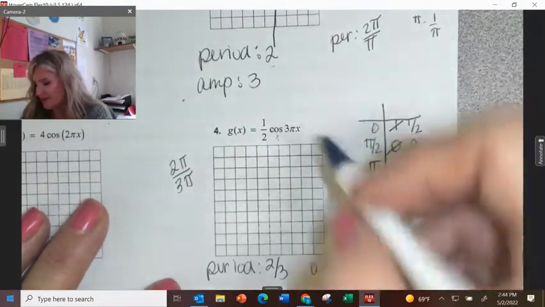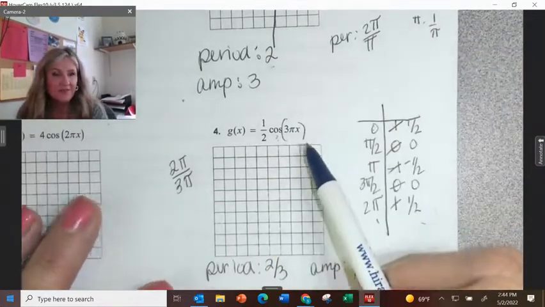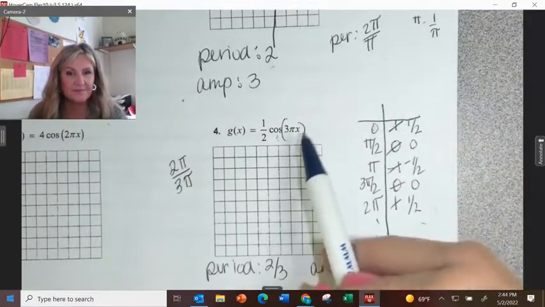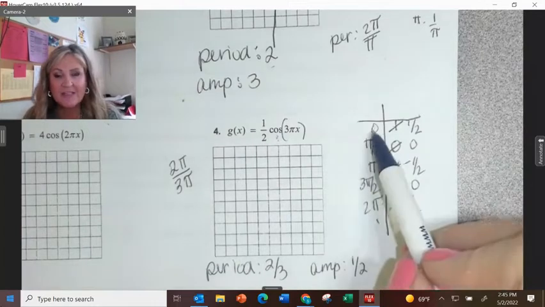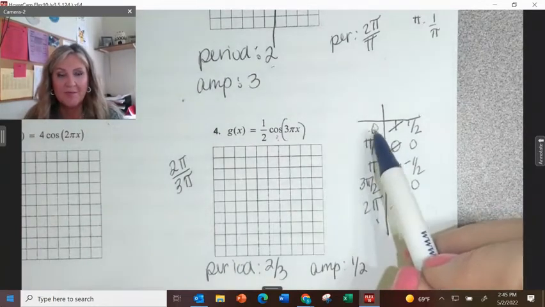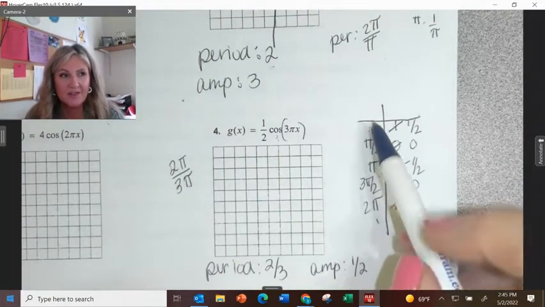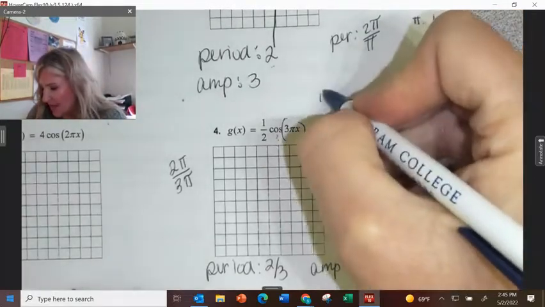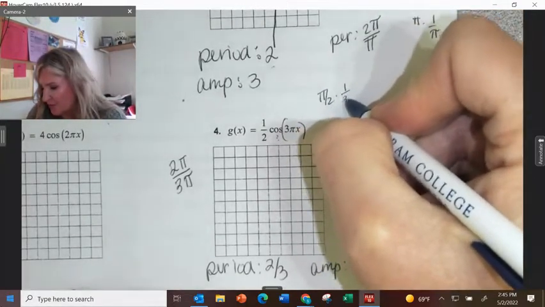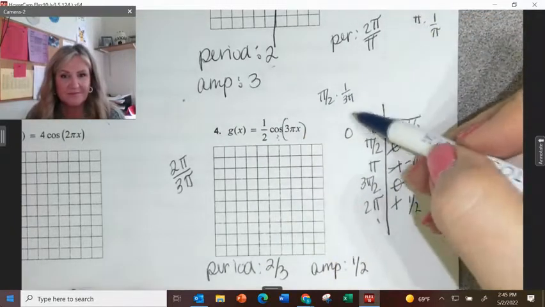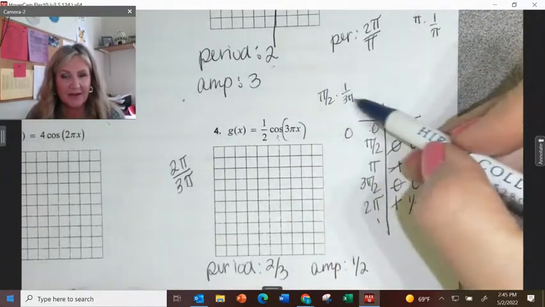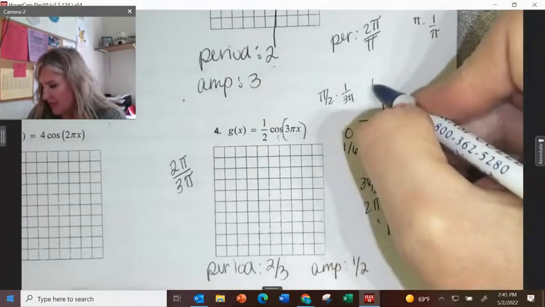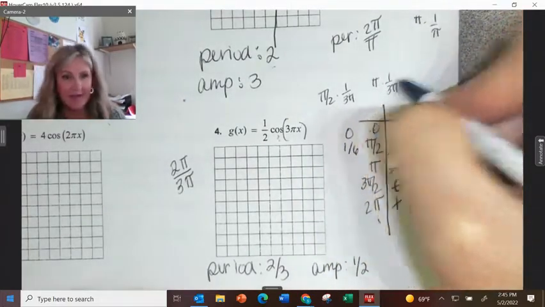Now, what am I going to do to the x's? What's in front of that x? 3 pi. So all of these are going to have to get multiplied by 1 over 3 pi. So what's 0 times 1 over 3 pi? Pi over 2 times 1 over 3 pi. Pi's cancel. What do I get? 1/6, right.